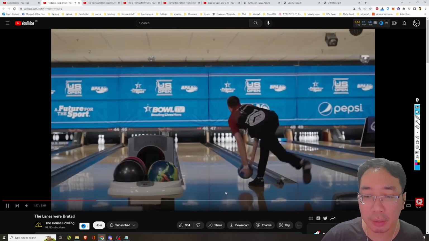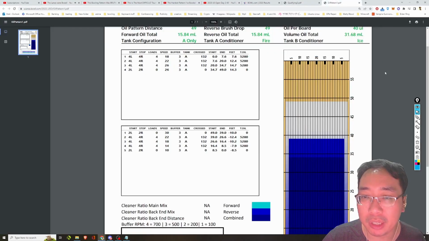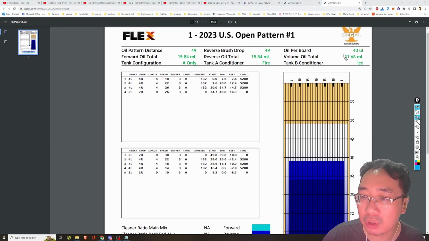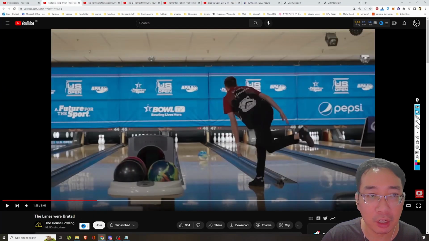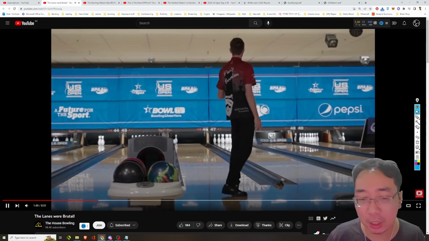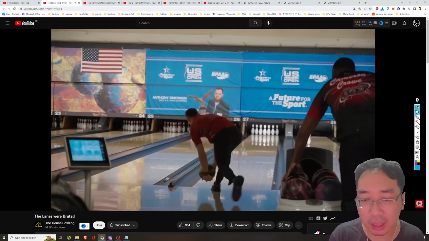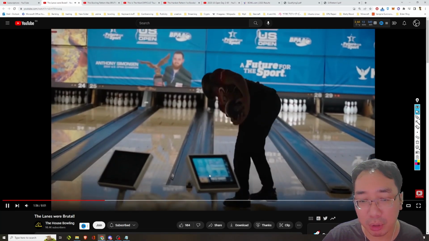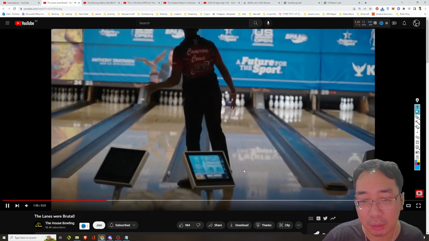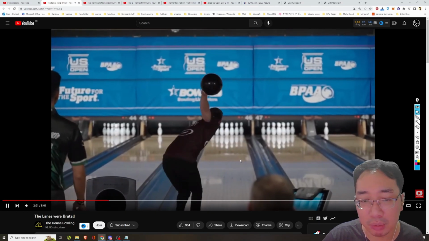Because with the longer pattern, what they're afraid of is that their ball just skids all the way and doesn't pick up. Looking at the volume here, it's long and of a slightly higher volume, not as high as the Singapore Open pattern, but still slightly higher. So high volume plus a long pattern, the ball might struggle to pick up. I see Packy here was using a sanded ball. Kevin Williams is also using a sanded matte ball here. Yep, to try and get the ball to pick up early. This particular bowler here, Cameron Crowe, was using a purple hammer.